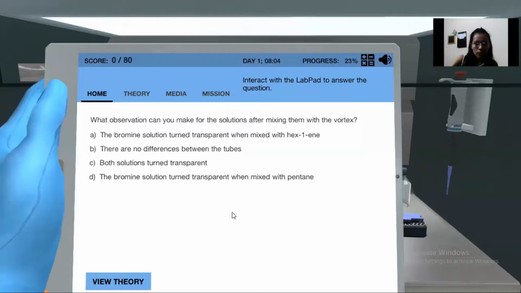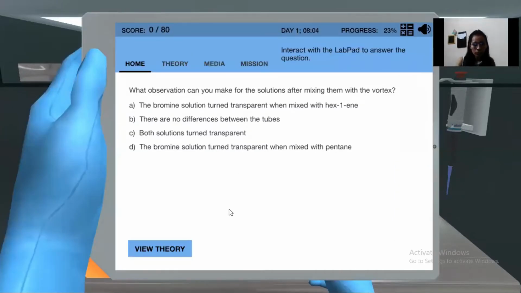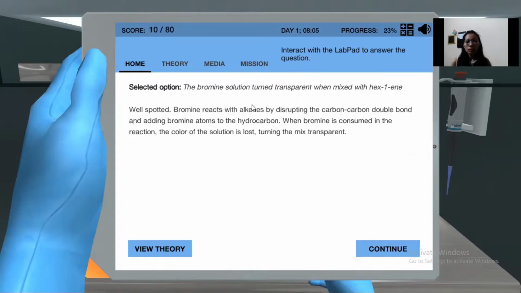What observation can you make for the solutions after mixing them with the vortex? Well spotted. Bromine reacts with alkenes by disrupting the carbon-carbon double bond and adding bromine atoms to the hydrocarbon. When bromine is consumed in the reaction, the color of the solution is lost, turning the mix transparent.